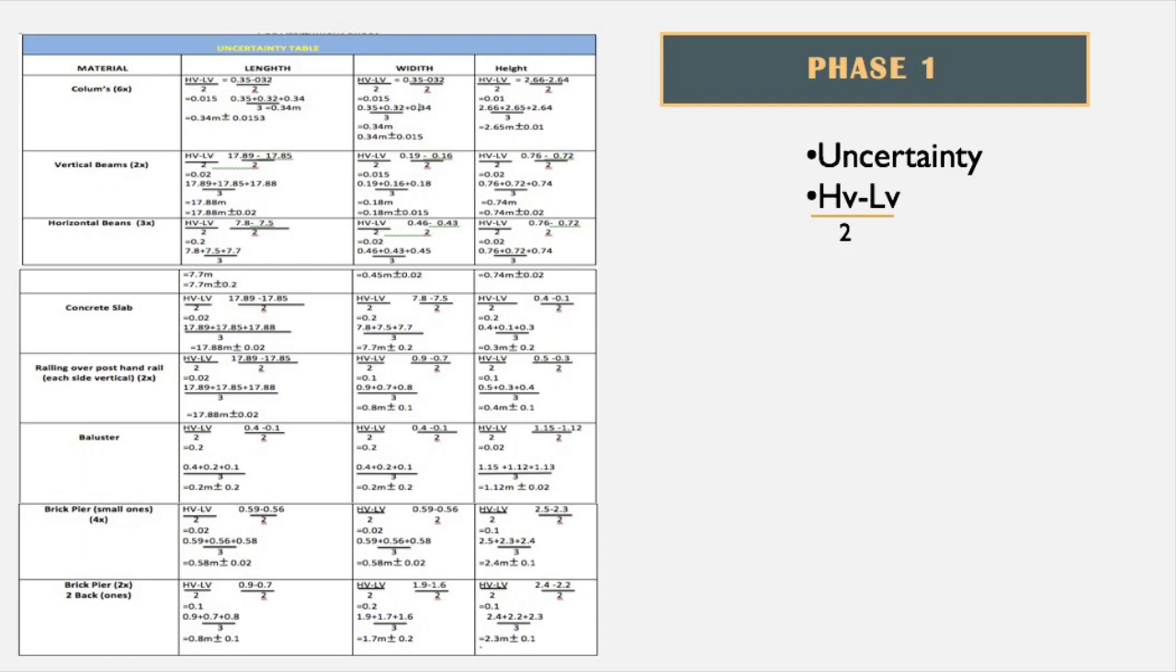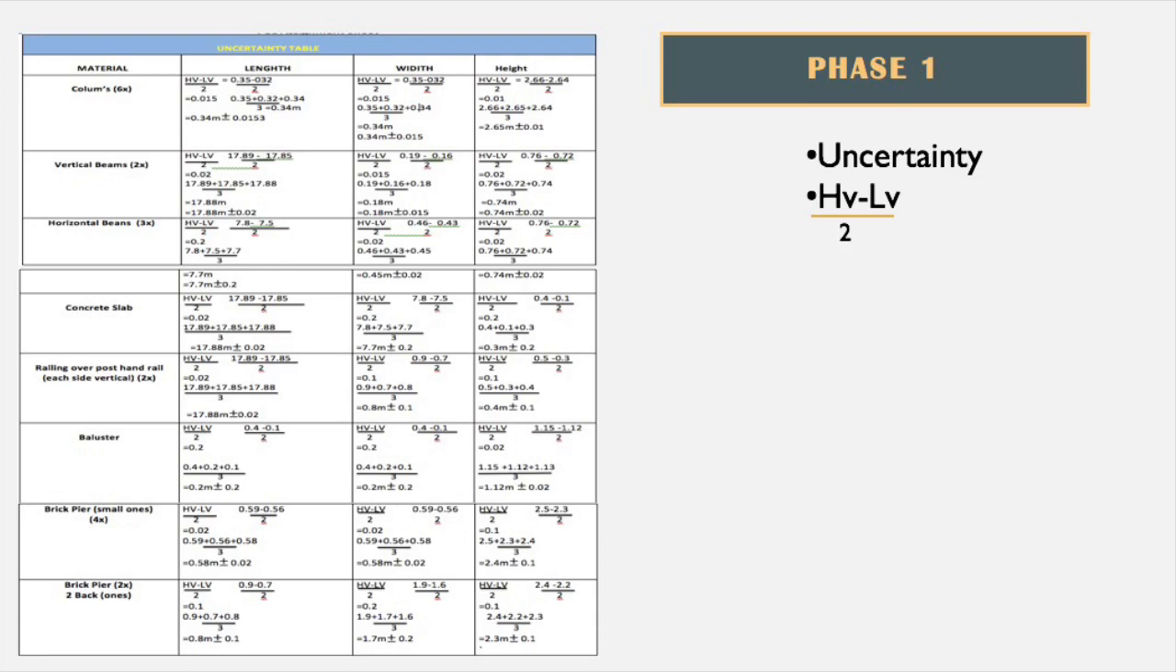Following the bill of materials, we had to work out the uncertainty, for the materials which are columns, horizontal beams, concrete slab, railing and brick piers. From each material, we had taken the 3 measurements to work out the uncertainty. For example, with columns, we have the 3 measurements, and we have the high value and the low value.